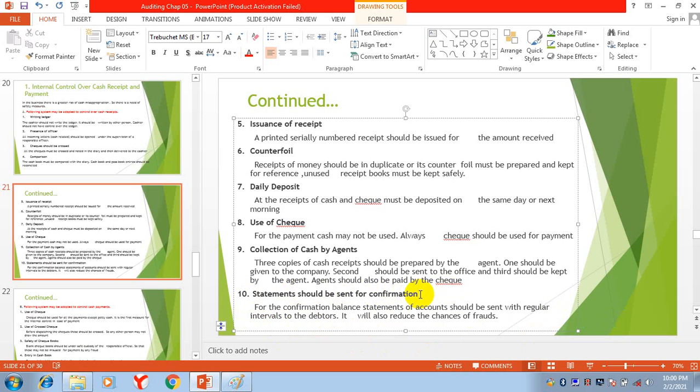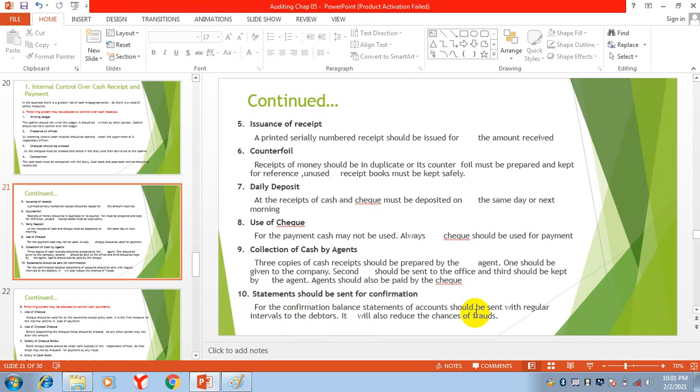So mostly statements should be sent for confirmation. Mostly the companies are making statements and sending these statements to the debtors, just like a bank reconciliation statement. When we are making a bank reconciliation statement, if there is some mistake, we are sending that statement to the bank. So the bank will reconcile these errors or misbalances. Same is the case here. We are making regular statements to our debtors. So the chance of fraud and the chance of mistakes will be less.